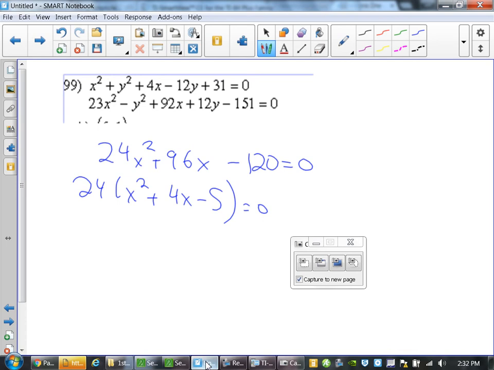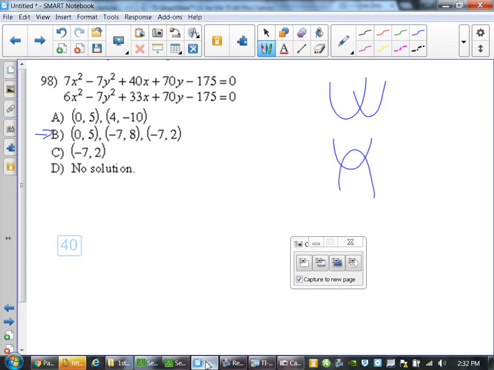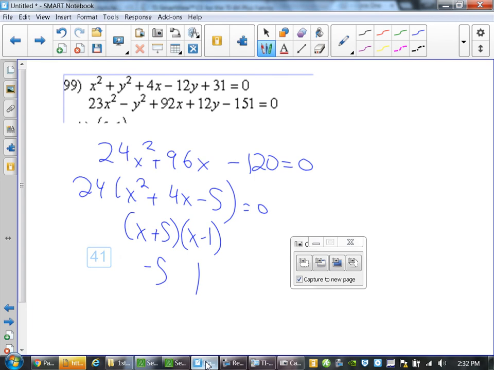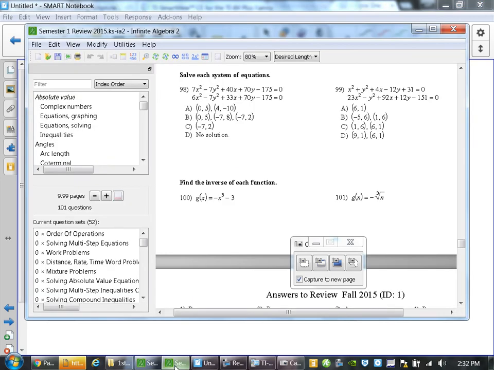If I set that equal to 0, then I get x plus 5, x minus 1. So I have zeros at -5 and 1. So I have two possible x values, one at -5. Oops, I cut off that problem, sorry. One will be at -5, one will be at +1, so it's got to be B. The elimination method works just as well.